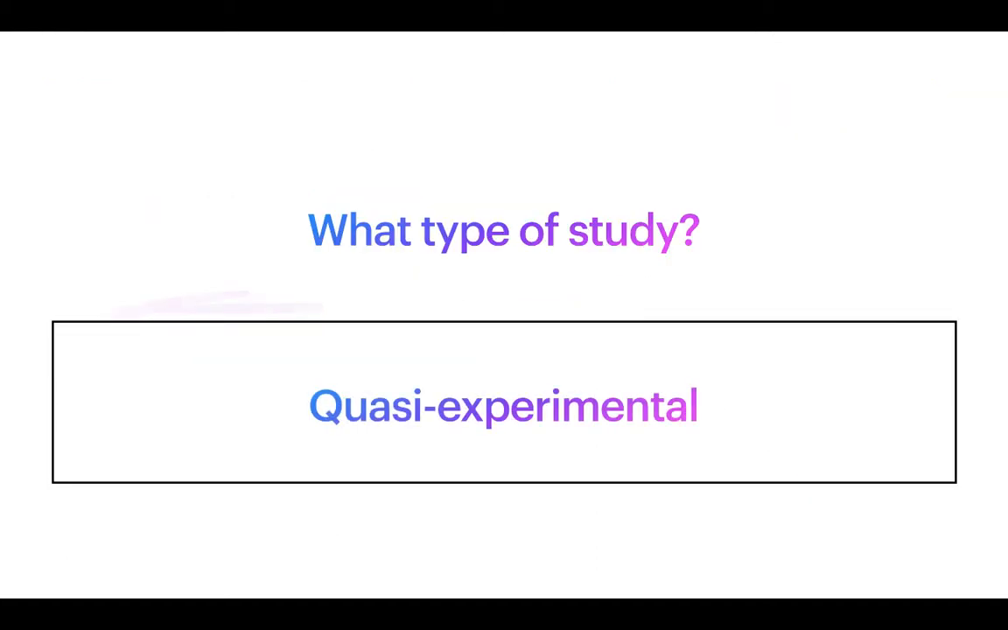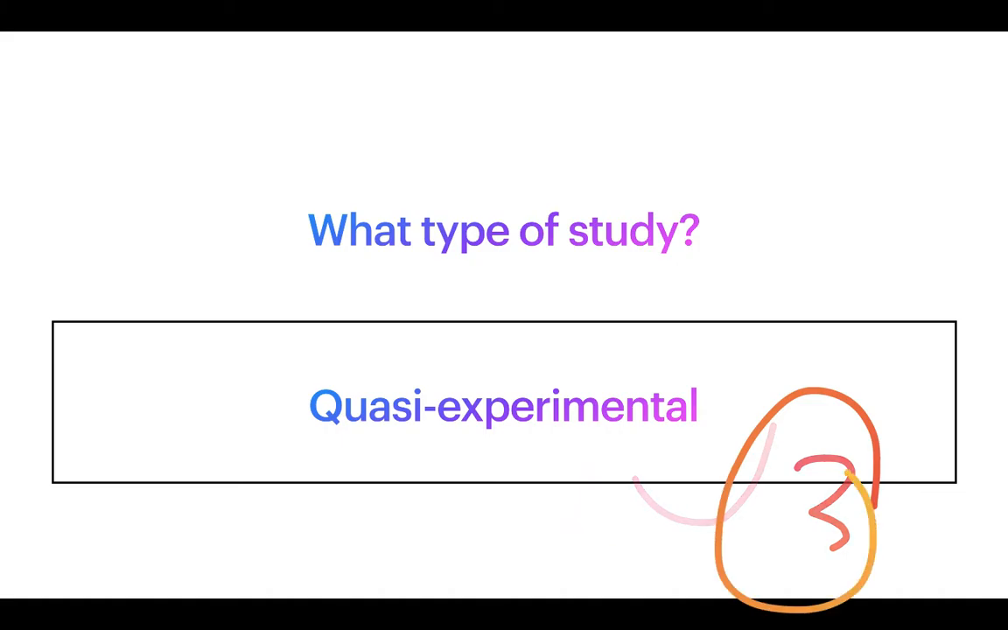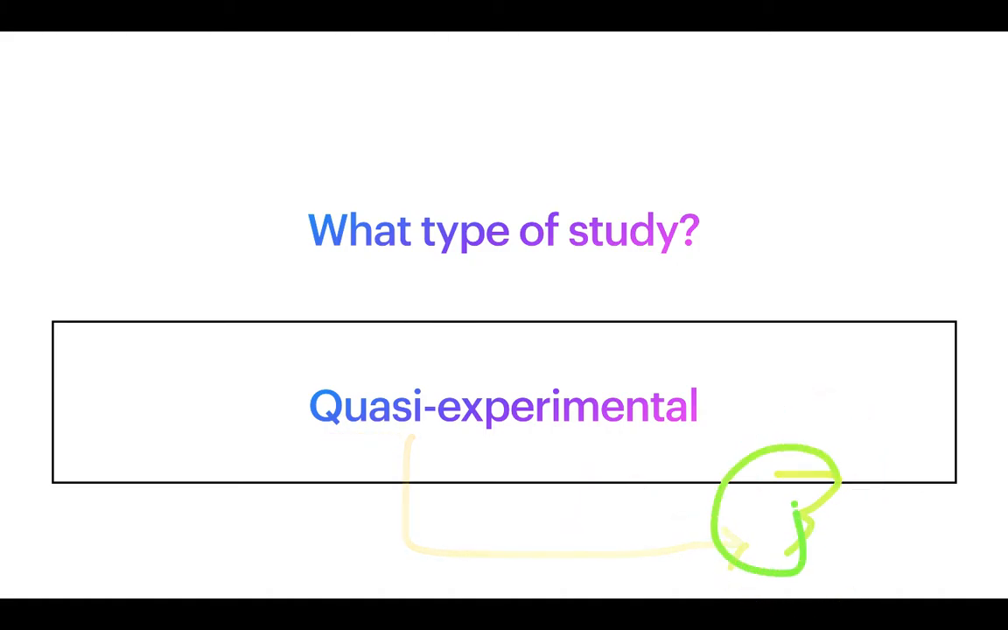Okay, what type of study is this? Oops, sorry, I revealed the answer. It's a quasi-experimental study. Can you explain why? It's quasi-experimental because the groups were naturally occurring, right? So it's still experimental because I have an IV that I'm looking at, the 3 different groups of nurses. But it's quasi because these are natural groups. I don't manipulate these 3 groups. They already exist.